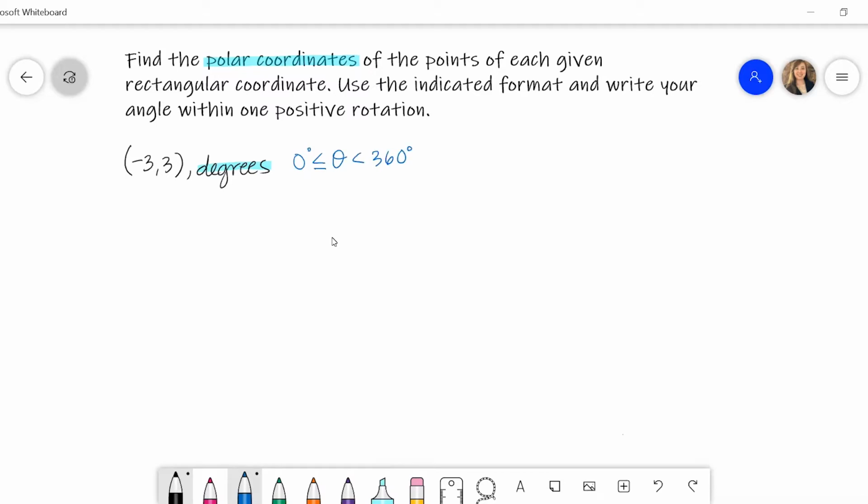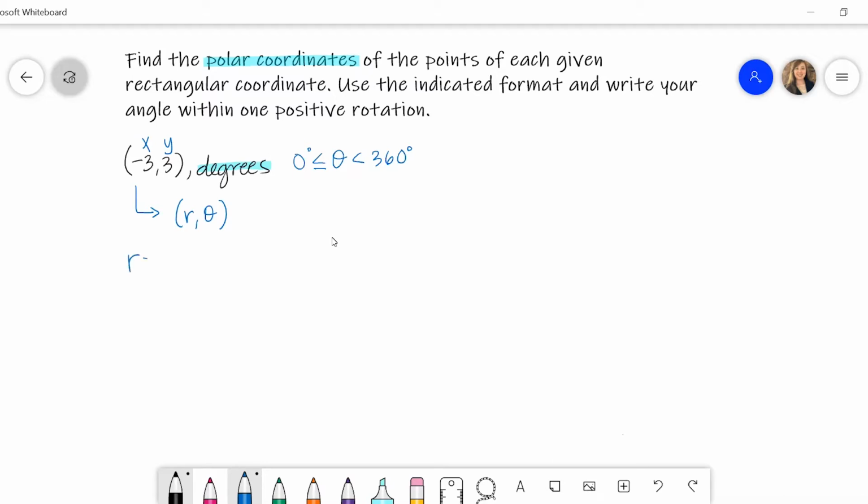Okay, so this is given as rectangular, meaning this is x and this is y, and we're looking for polar. So our goal is to find r and theta. So it takes a tiny bit more work than the other one, not a tremendous amount of work by comparison, but a little bit more.